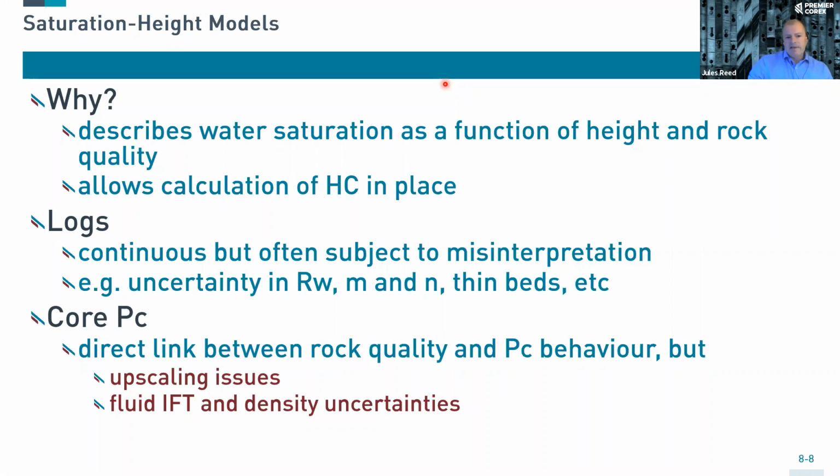Because obviously in logs, they have a particular offset or calibration. So in electric logs, you may have a specific A, M, and N that are being used. Or in NMR, you've got a T2 cutoff that might be used. And in the core data, we can segregate all the different controlling factors and allow us to pinpoint what each of those factors might be for given lithologies. So the core capillary pressure is a more direct relationship link between rock quality, capillary pressure, and saturation.